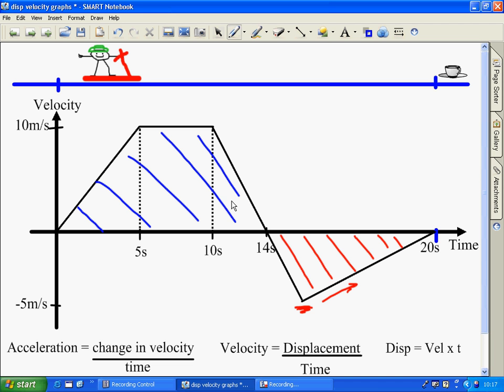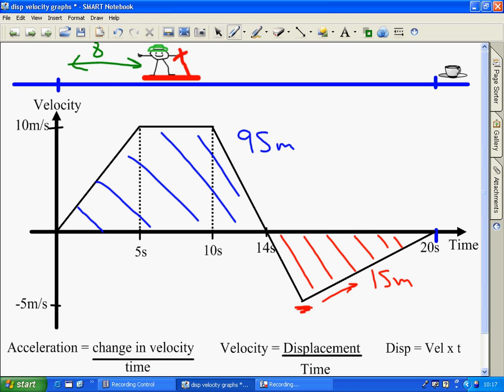So we would work out the area of the positive sections, which gives us 95 meters, and the area of the negative sections, which is 15 meters. So the actual displacement at the end of that journey of Cedric would be, he would end up, let's move him along a bit, he would end up 80 meters away from where he started.